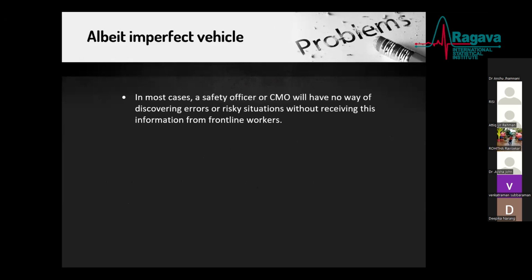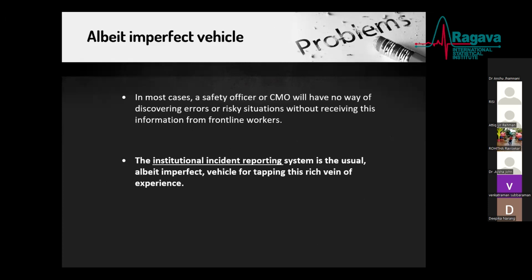Now, in most cases, a safety officer will have no way of discovering errors or risky situations without receiving this information from frontline workers. So that's why the institutional incident reporting system is a usual vehicle for tapping this rich vein of experience. Of course, we have other mechanisms, like direct observation or trigger tools. They can also identify some problems, but I believe clinicians are the best repository of the knowledge and wisdom needed to understand safety hazards, near misses, and true errors, which can help to create the system changes to prevent them.